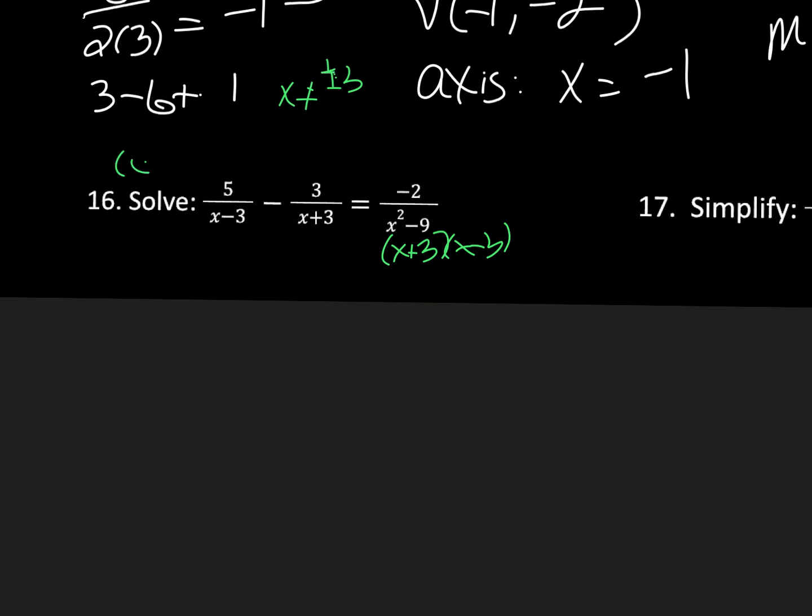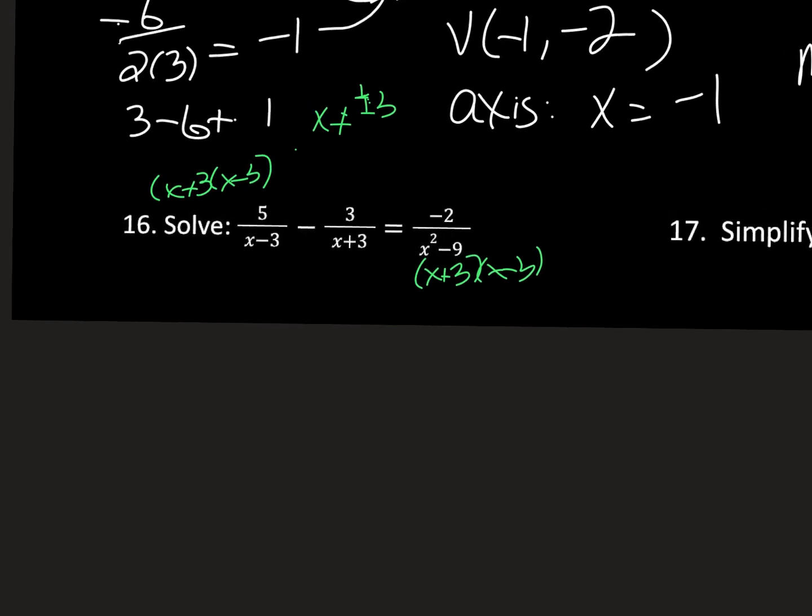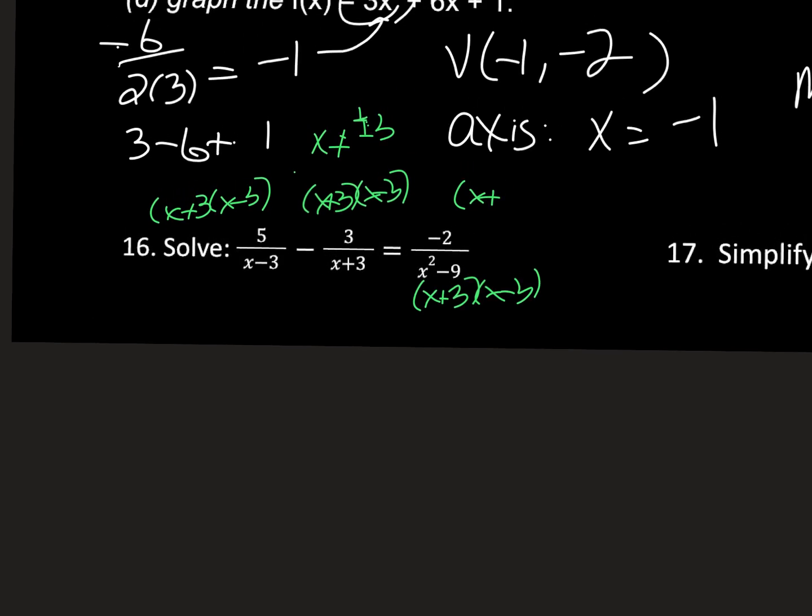So multiply everything by the denominator, which is x plus 3, x minus 3. Every single term, x plus 3, x minus 3, and over here, x plus 3, x minus 3. Okay, so first of all, over here, x minus 3 is canceled.